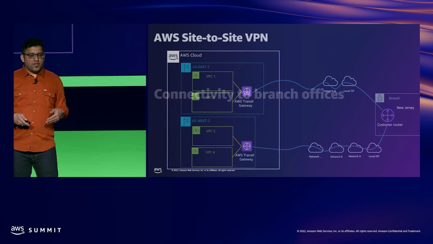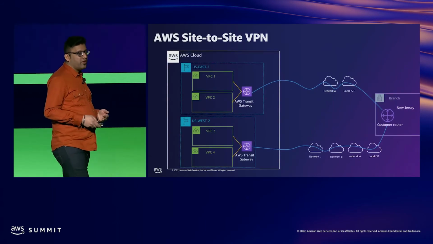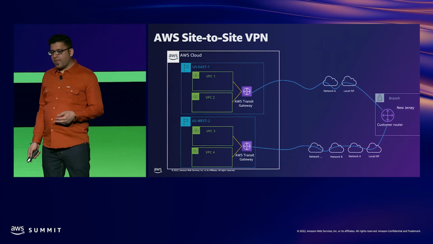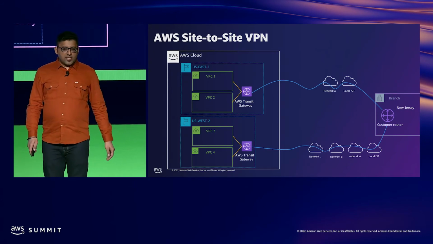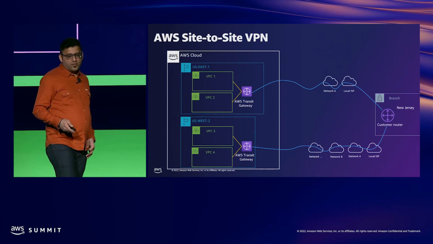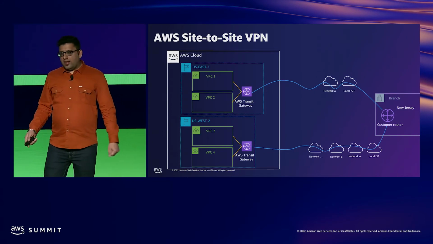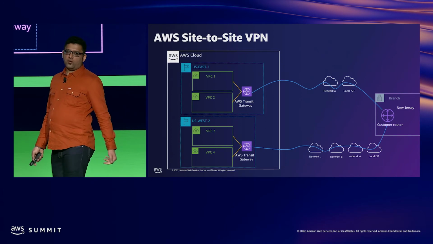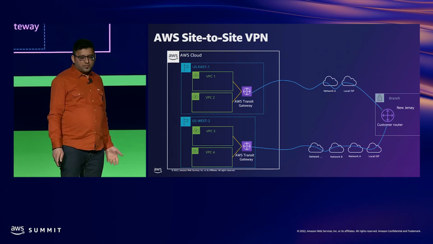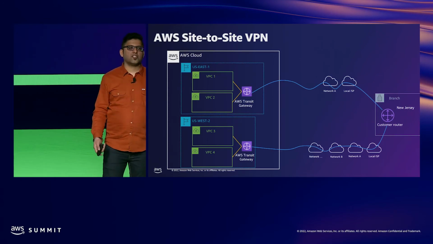What we have seen is that VPNs and using an SD-WAN is a common approach that our customers use. In the case of a site-to-site VPN connection, as you can see, when the traffic leaves your branch office or your corporate data center to AWS, it can go through multiple hops and through multiple networks that we don't have control over, right? So it's the public internet.